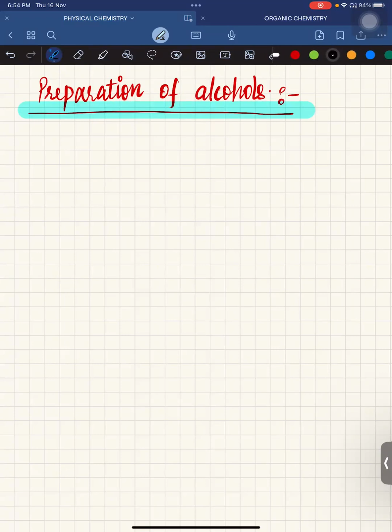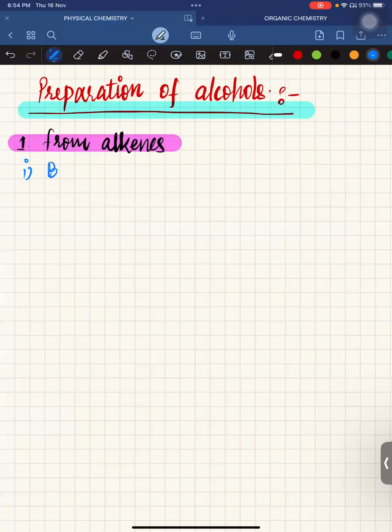So the first is from alkenes. Now, from alkenes, how do we prepare this? So let's see. From alkenes, there are two methods, in which the first one we have is by acid catalyzed hydration. By acid catalyzed hydration.